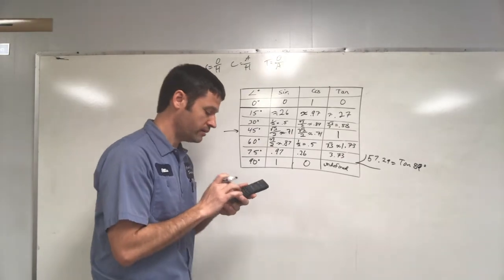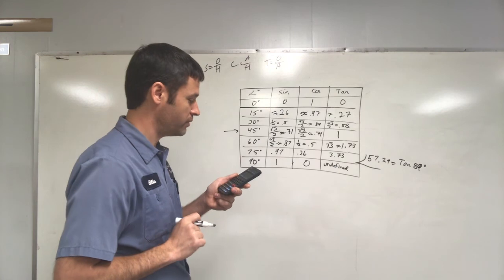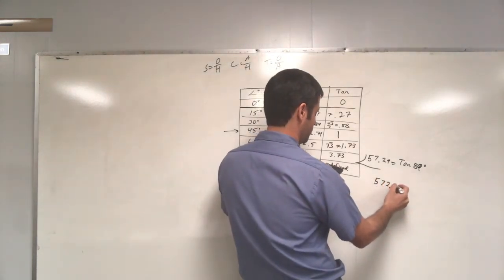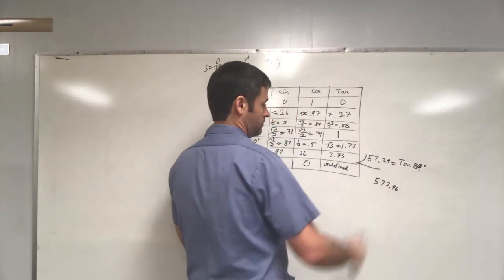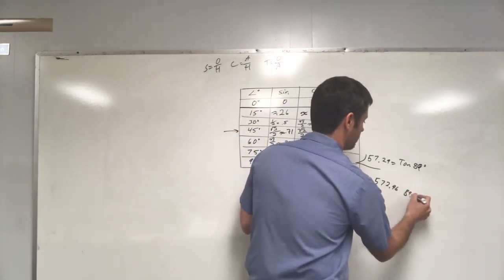What about 89.9? The tangent of 89.9 all of a sudden becomes 572.96. So it's almost 100 times bigger, and that went from 89 to 89.9.